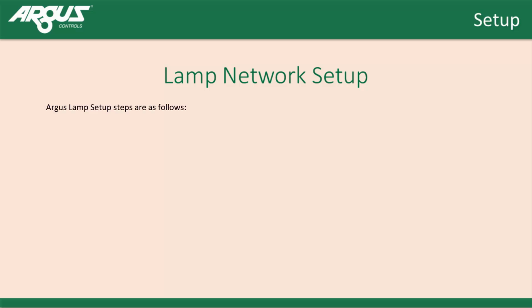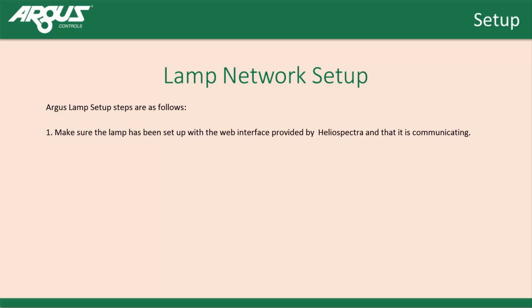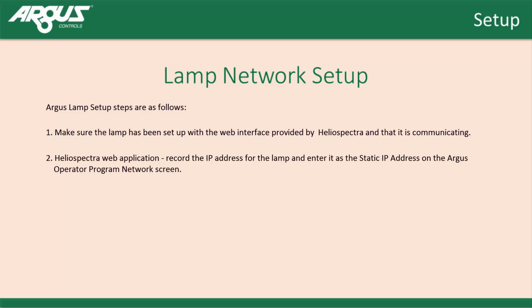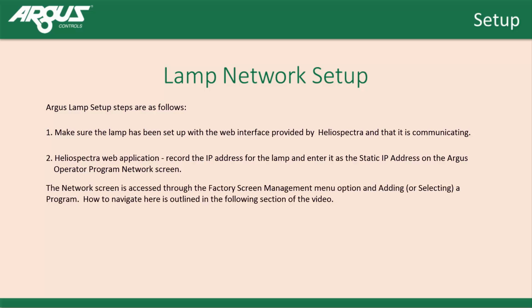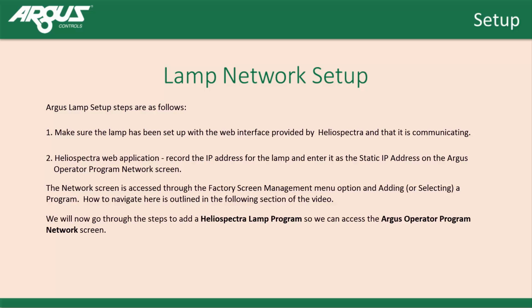Lamp Network Setup. The lamp network setup steps are as follows. First, make sure the lamp has been set up with a web interface provided by Heliospectra and that it's communicating. From the Heliospectra web application, record the IP address for the lamp and enter it as the static IP address on the network screen. The network screen is accessed through the Factory Screen Management menu option and adding a program. How to navigate there is outlined in the following section of the video. We will now go through the steps to add a Heliospectra lamp program so we can access the Argus operator program network screen.